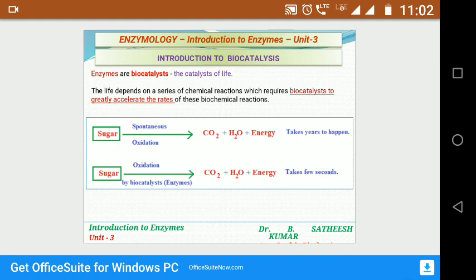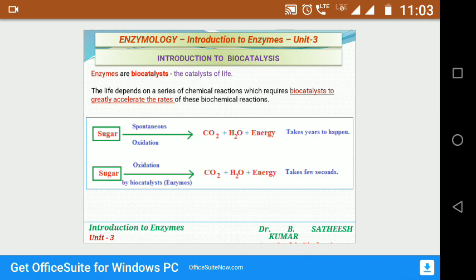Without a catalyst, the reaction may be very slow and the product yield may be very less, and it may require extreme conditions like temperature, pressure and pH and like that. So catalysts are really helpful in carrying out chemical reactions at mild conditions and with higher product yield.